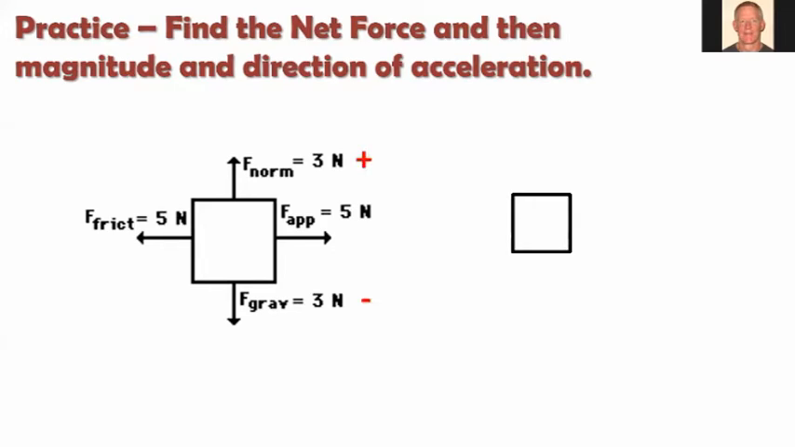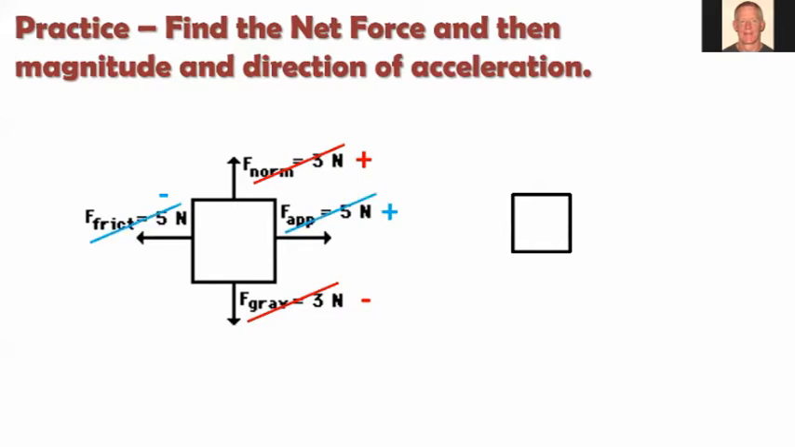Now, if the force is up, we can treat that as positive. If it's down, we can treat it as negative. So we have a +3 up for the normal and a -3 down for gravity. So those are going to cancel each other out. How about the horizontal forces? Well, we have the same thing. We can treat a force to the right as positive and a force to the left as negative. So we have a +5 applied force, and a -5 frictional force. So those also are going to cancel each other out.